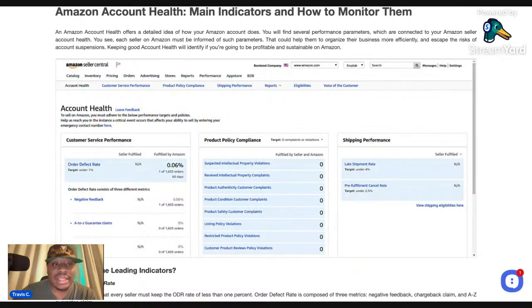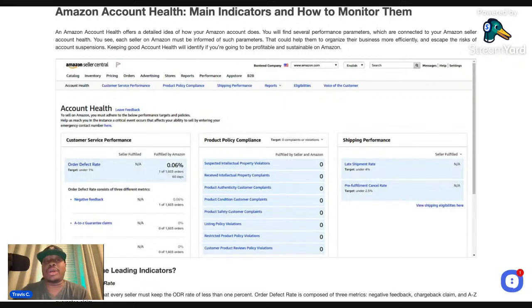All right. So let's get into the account health. To get to the account health, you would click on performance, and under performance it says account health. So that's how you're going to get to this page. The next thing, once you open up this page, what do you really need to worry about? All right, if you're doing FBA or merchant fulfilled, you always want to pay attention to this order defective rate here. Hopefully you guys can see my cursor.